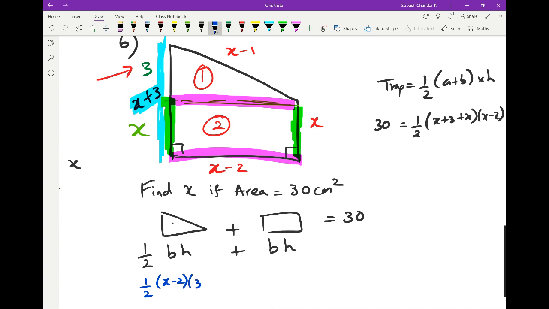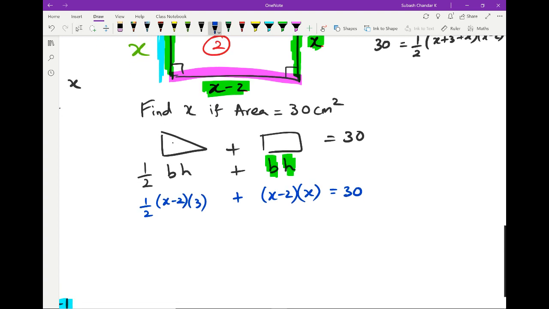So that's multiplied by 3, plus the base of the rectangle is x minus 2, and then the height for the rectangle is just x. So just to point it out, that's my height right there, and the base is x minus 2 there. Okay, and all of this is equal to 30.